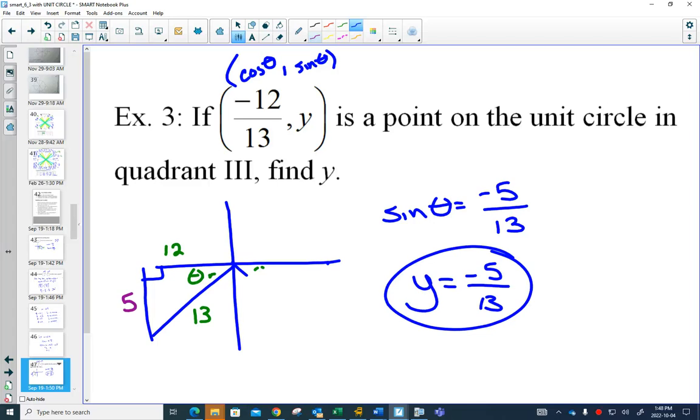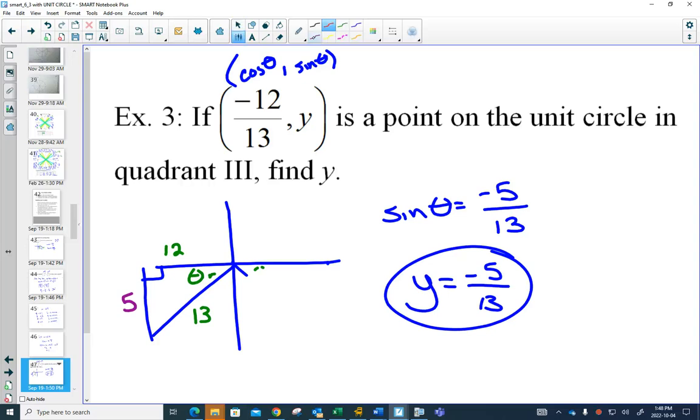So a lot of questions, we're going to be drawing triangles in the correct quadrant, labeling the reference angle in the triangle, and then just doing a lot of basic trig to figure things out. So we used the big idea here that we know coordinates are cos comma sine. We then drew the triangle, and we're able to label the sides, figure out that sine of theta, because it's opposite over hypotenuse, would be 5 over 13. In quadrant 3, sine is negative, so we know that y is equal to negative 5 over 13.